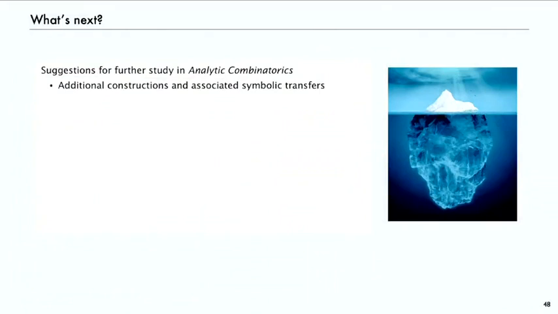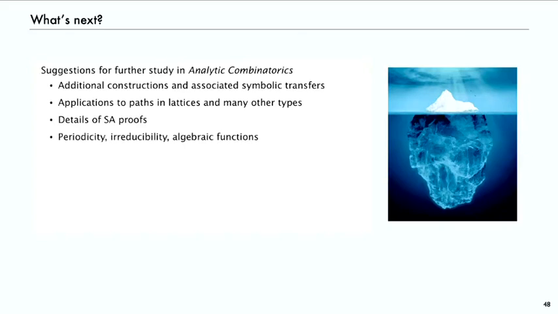There are many other constructions that people have studied, and symbolic transfers that lead down paths to many other important applications. For example, there's quite a bit of discussion about paths and lattices and other types of combinatorial problems that we haven't talked about. Looking at the details of the singularity analysis proofs is really worthwhile. That really was a watershed moment in analytic combinatorics, the development of those transfer theorems.